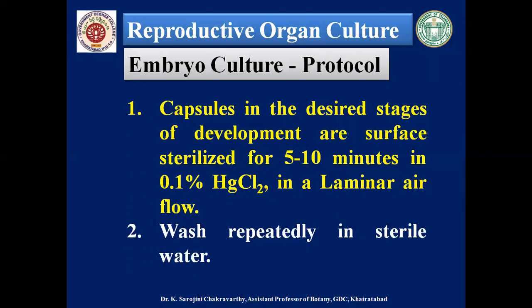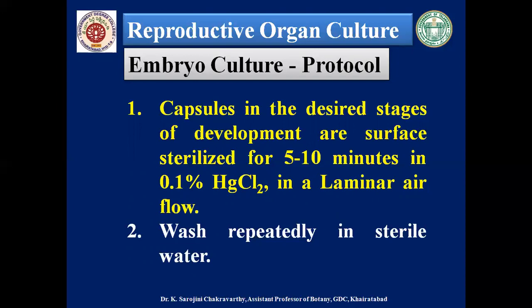Now the first step of the embryo culture technique: as Capsella has capsules, not fruit, you have to select the desired stages of development of the capsules, and they have to be surface sterilized for 5 to 10 minutes in 0.1% mercuric chloride. This has to be done in a laminar airflow cabinet. And you know why we do it in a laminar airflow cabinet: it provides aseptic conditions.